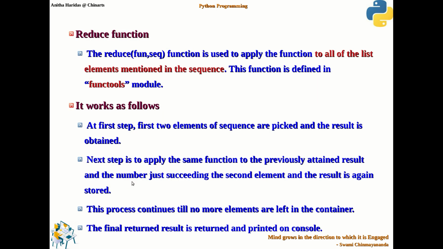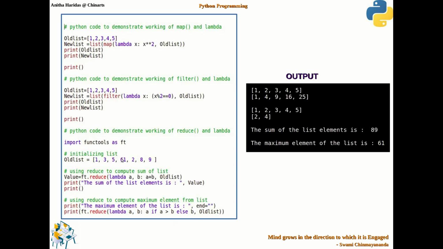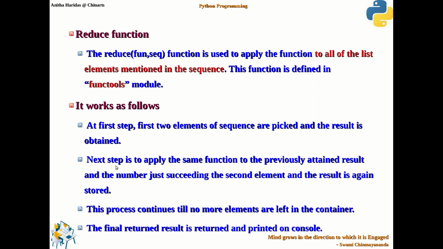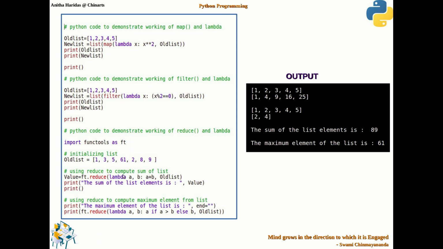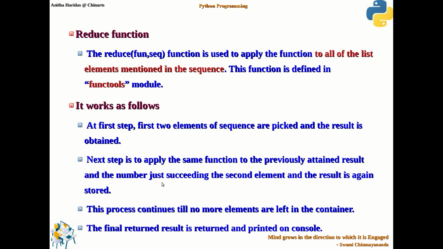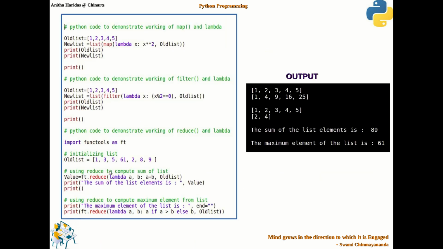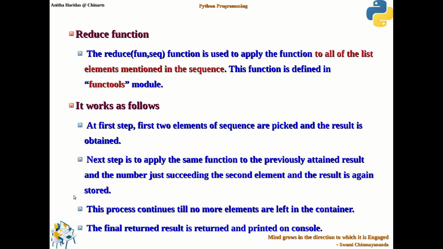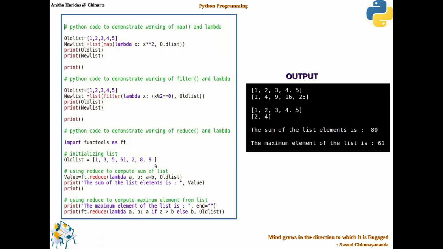Okay. Now you go back how it works. At first step, first two elements of the sequence will be picked. First two elements, either 1 and 3, will be picked and it applies this function. Then next step is to apply the same function to the previously attained result. What is the previously attained result? 1 plus 3 is 4. That is the previous attained result. And the number just succeeding the second element. What is the number just succeeding the second element? It is 5. So 4 plus 5 will be found, and the result will be again stored. So this process is continued until no more elements are there in the list.